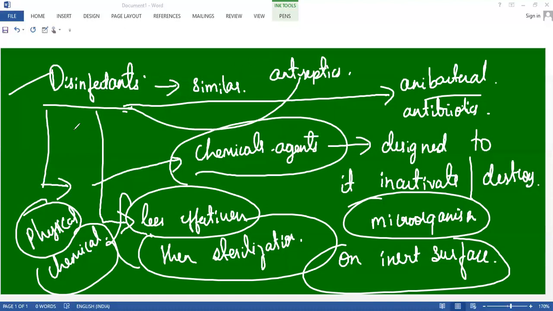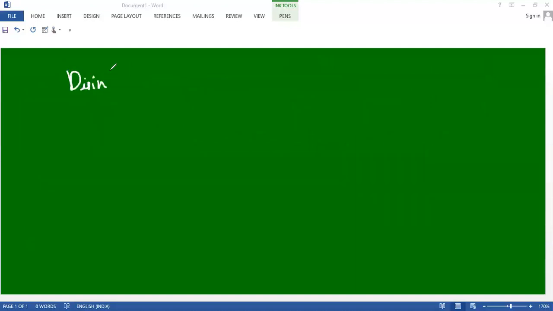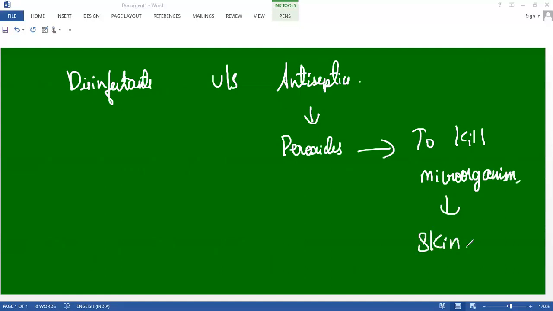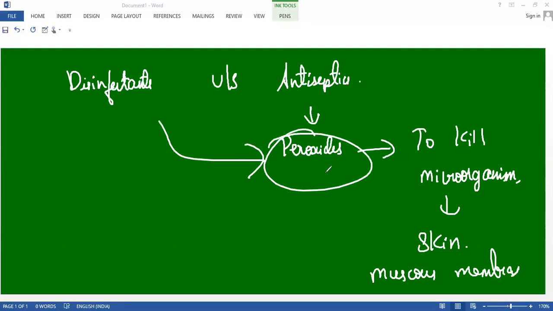So now let us compare the disinfectants as well as the antiseptics. Disinfectants versus antiseptics, we are just discussing. What people use as an antiseptic is, for example, peroxide. This peroxide is usually used to kill the microorganisms present on the skin or the mucous membrane.